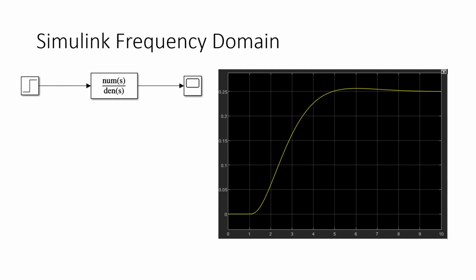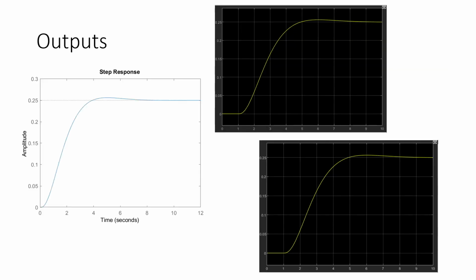So in Simulink, we can have a step function, plot the numerator and the denominator, and hook that up to a scope, and we get the same graph out of it. So these are the outputs all seen together. As you can see, they are all the same graph, and 3 different ways to show the exact same material.